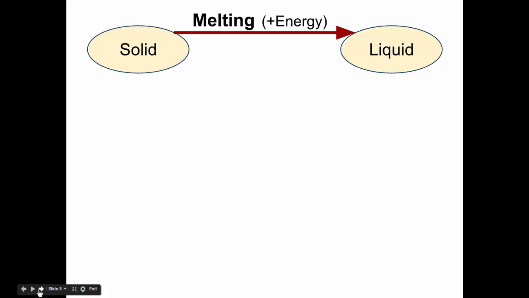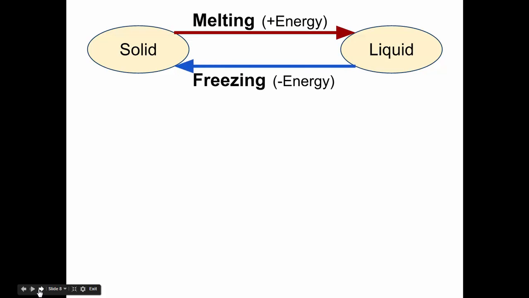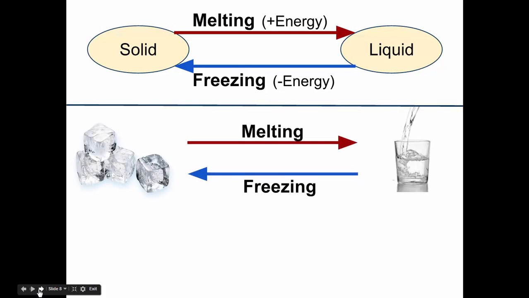So when we're going from a solid to a liquid, that's called melting. And what it means is that we're increasing the amount of energy that's in the solid. And we know this because we increase the temperature, and it starts to melt, and we get a liquid. If we have a liquid, and we decrease the amount of energy in it, it freezes, and we get a solid. So going from ice to water is melting. We're adding energy. Going from water to ice is freezing.